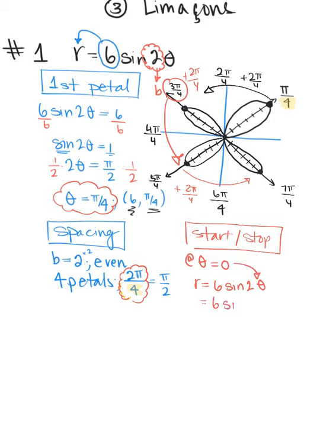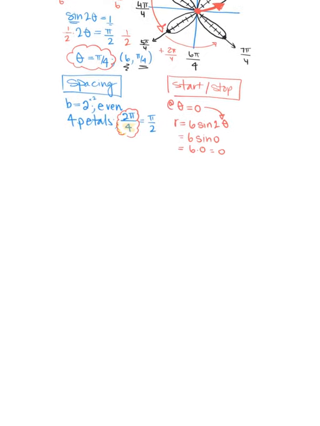So that would be 2 times 0 is 0. And then I know that sine of 0 is 0, and so 6 times 0 is 0. So then that would be at the pole. So my start and stop would be at the pole, and I would be going towards pi over 4 in a counterclockwise direction, right? So always in a counterclockwise direction, and then in this case at 0. Okay. All right, let's go ahead and do another one.